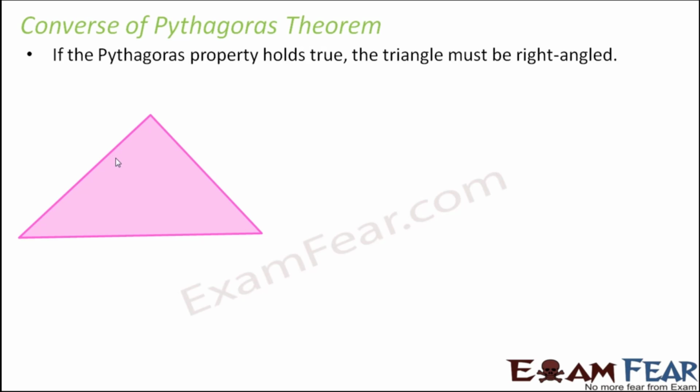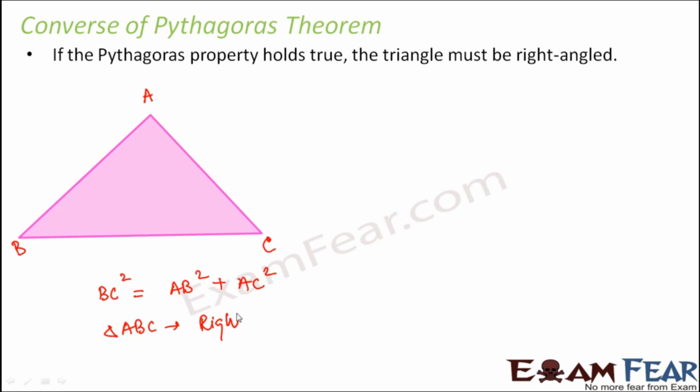That means, let's say you have this triangle, let's say this triangle is ABC. And let us say we do not know whether it is a right angle triangle or not, but we know that for this particular triangle, BC square is equal to AB square plus AC square. So this relation is true for this. If this relation is true for this triangle, that means triangle ABC is definitely a right angled triangle. So it must be a right angled triangle.